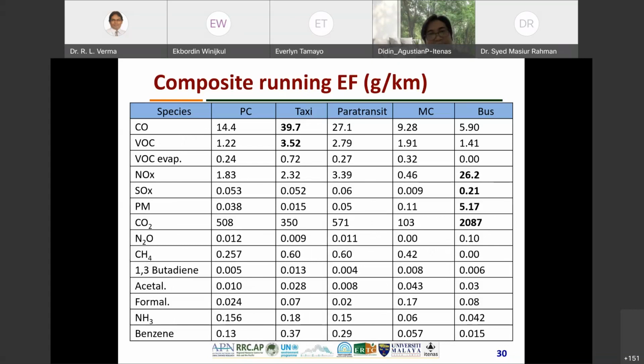And then the models will produce the composite running emission factors for different type of vehicles and also for different species in gram per kilometers. So these emission factors have reflected the specific traffic pattern in the city as well as the combinations of technology index for different type of technology index presented earlier.